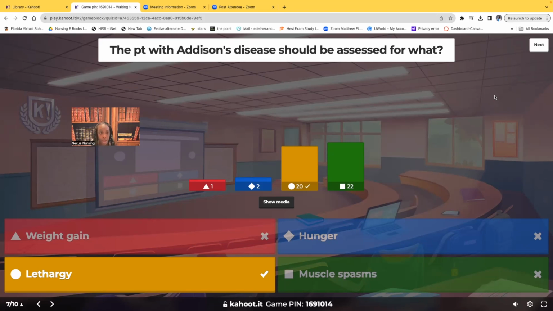Okay. Not weight gain. You know, that patient's going to be very skinny. They're going to be losing weight. They have poor appetite. So definitely not weight gain and definitely not hunger. Those CNS changes in the patient with Addison's, definitely lethargy and those other CNS changes that I explained.